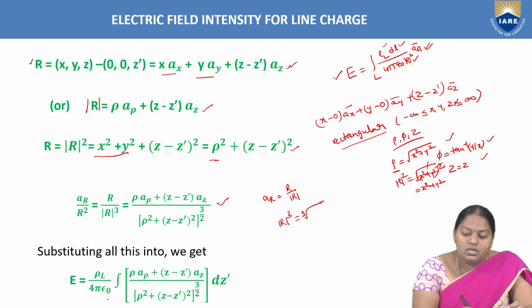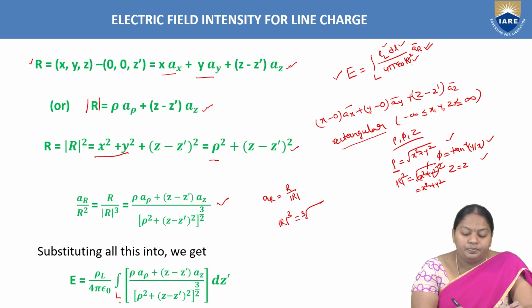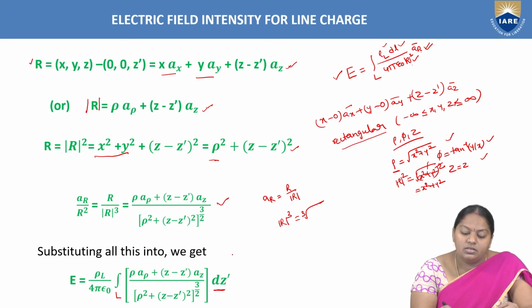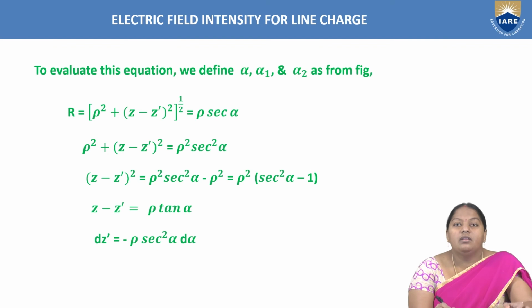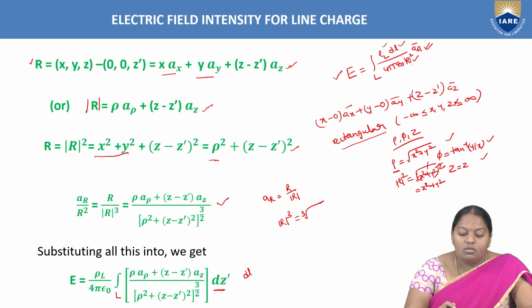So rho L by 4 pi epsilon naught, and we are integrating with respect to the line, hence integral over L. And we substitute in place of dL the vector AR by R squared, then it becomes rho a rho plus (z minus z dash) a z, divided by (rho squared plus (z minus z dash) whole squared) whole power 3 by 2, into dz dash. This dz dash is nothing but dL. Now, to evaluate the above equation, it looks like a somewhat complex equation.